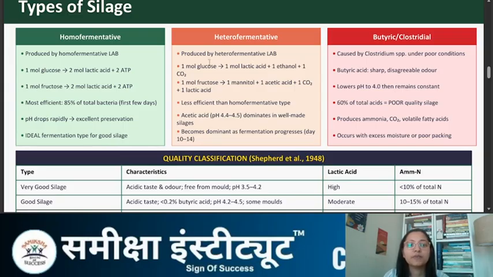So heterofermentative is not that efficient, and the homofermentative one is the ideal fermentation type. Okay, so this heterofermentative is the one that occurs afterwards in the later stages.